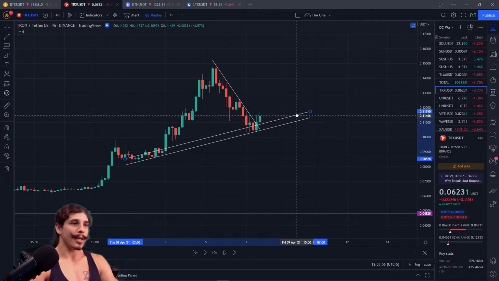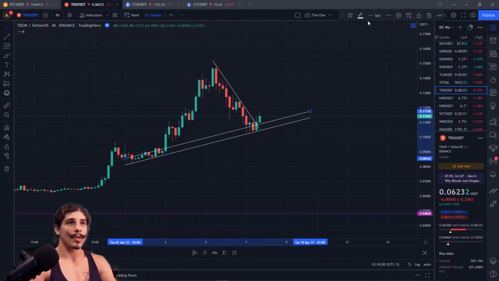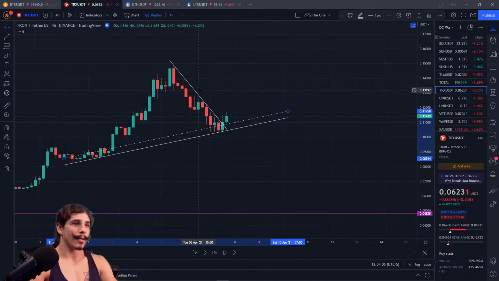You can do this any type of way you want. You can draw a new line with a different slope. You can connect different lows. This is just the way I like to do it. So I give myself a definitive range for entering. And then right here, same thing along the top.